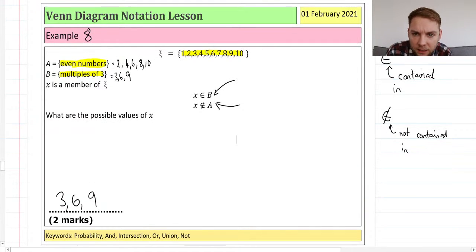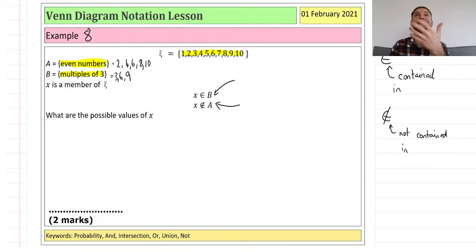Why have I made a mistake there? X is contained in B. Multiples of 3: 3, 6, 9. There's 6 in there, it is. Oh, what a silly Billy. I've made a silly mistake there, haven't I? I've not thought about what I've done. What a silly Billy. So, they're contained in B, but they're not contained in A.